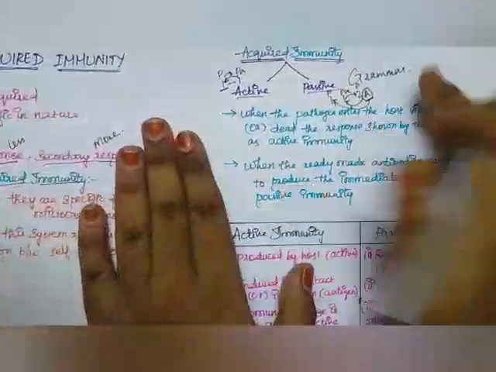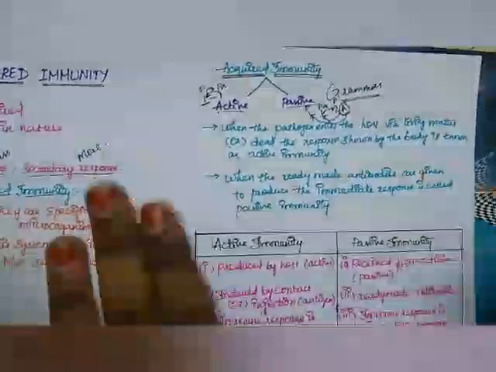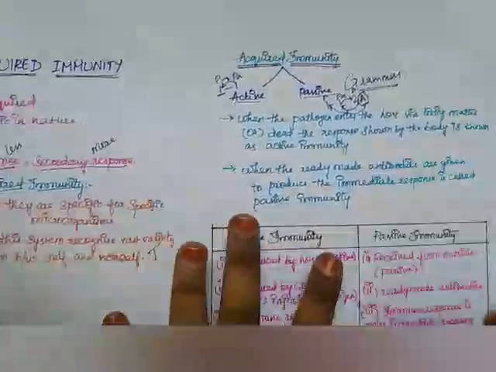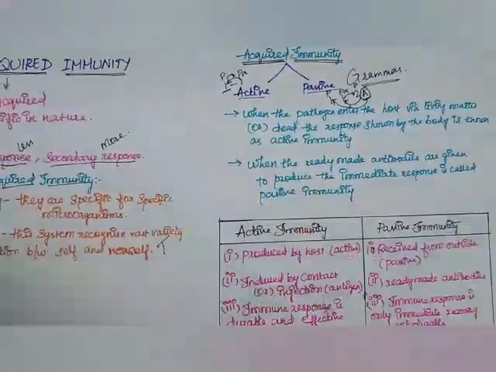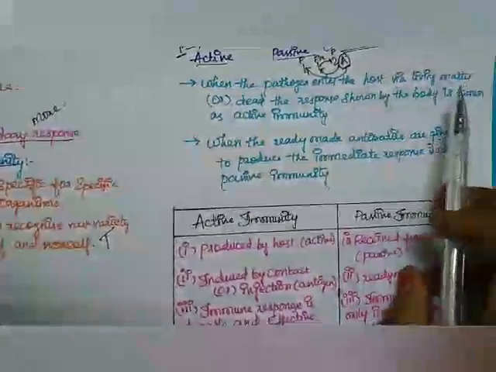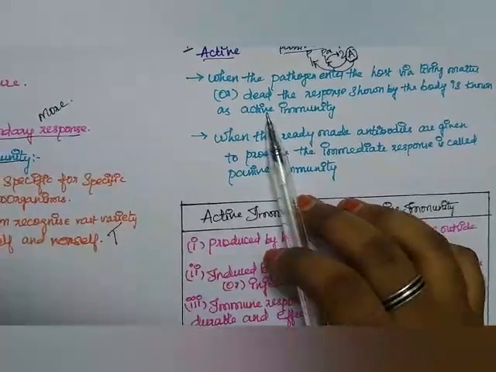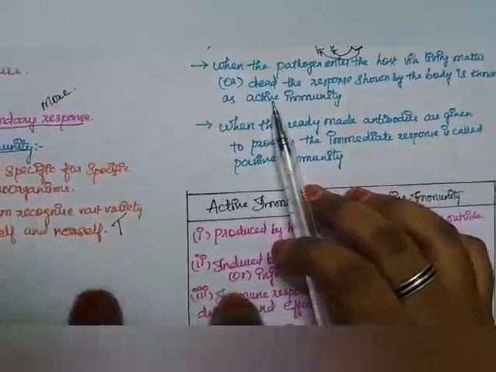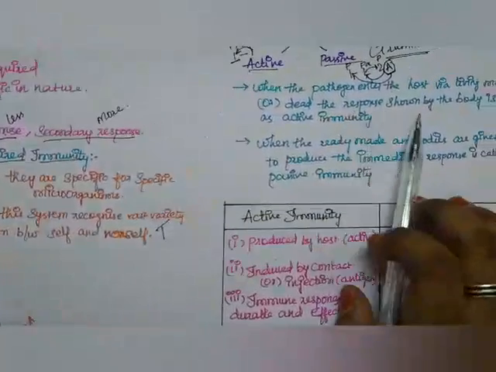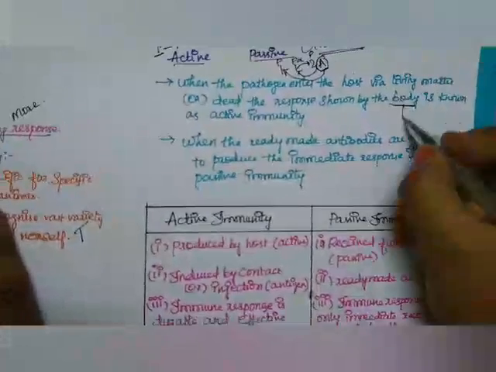So you can easily remember this by grammar. Active speech and passive speech would be a good example for active and passive immunity. So the differentiation between active and passive immunity: when the pathogen enters the host, living or dead, the antigen could be either living or dead, but it produces some virulence in the body. The response shown by the body itself, the host, is known as active immunity.